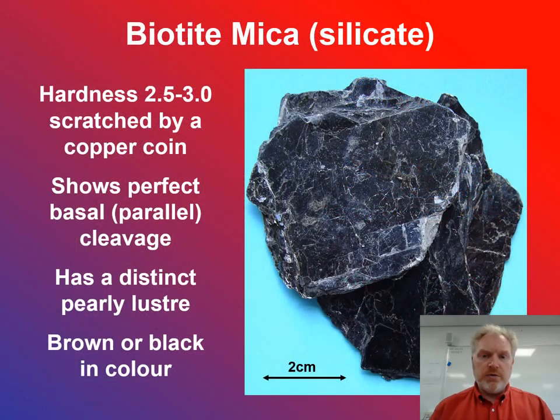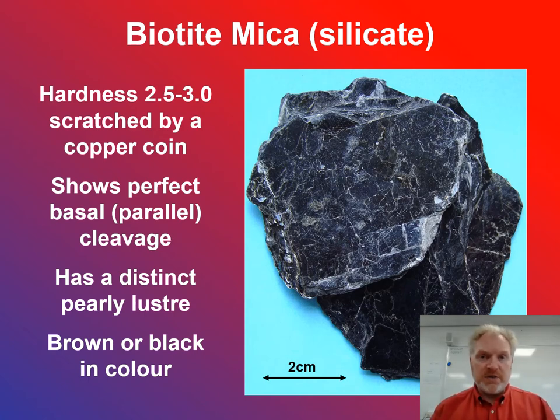The next mineral is very, very distinctive. It's part of a family of minerals we call mica. Now, mica is relatively soft. It's a hardness 2.5 to 3, so it's just harder than a fingernail, but softer than a coin. But the key feature is its basal cleavage. It has one plane of cleavage, so it splits into parallel flexible sheets.